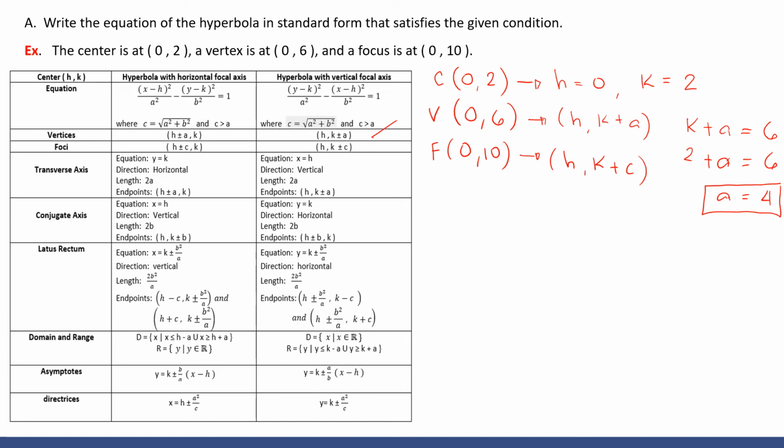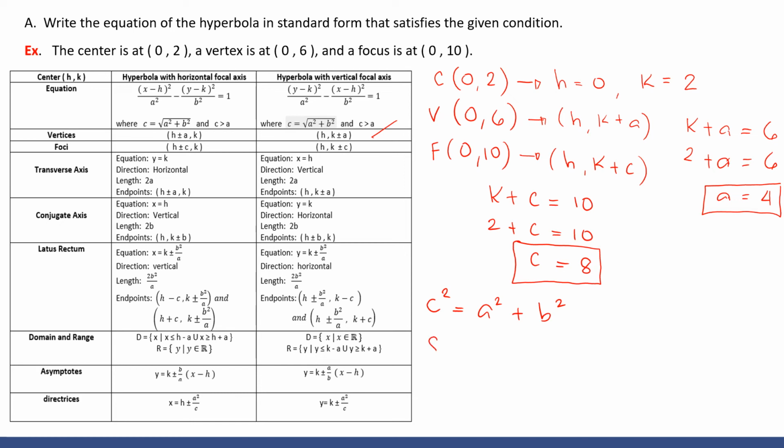In this case, our K plus C is equal to 10. K is 2, C is unknown, which equals 10. That means C is 8. Okay? We identified A, we identified C. What is next to get? Of course, solve for B. And we can solve B through C squared equals A squared plus B squared.